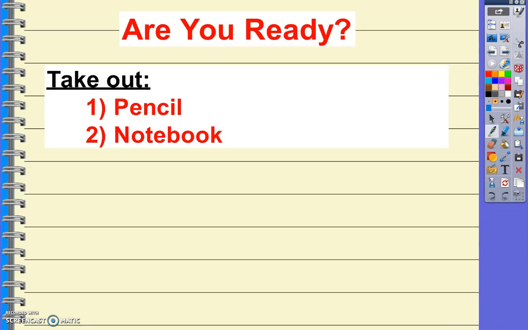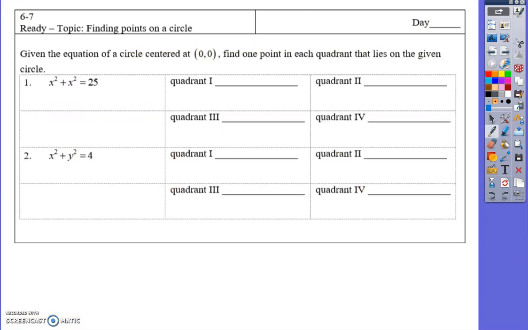Alright, so we're talking in this section today about 4.6 and 6.7. Well, I am making too many videos right now. 6.7, and so if you look at the warm-up for 6.7, we've got a circle centered at the origin, and we need to find a point that's on the circle in each quadrant.